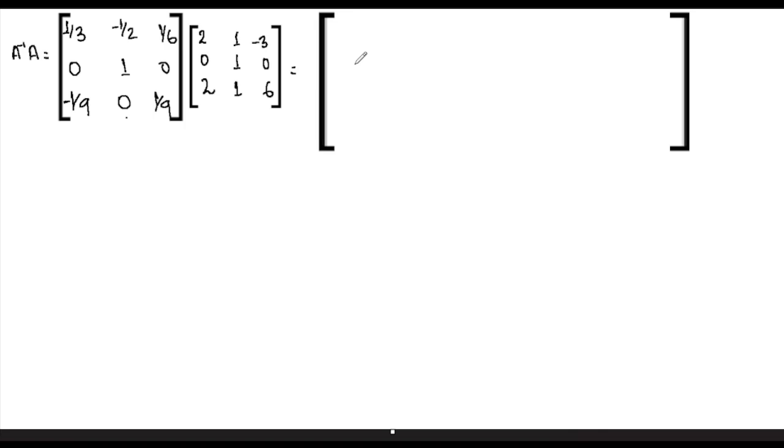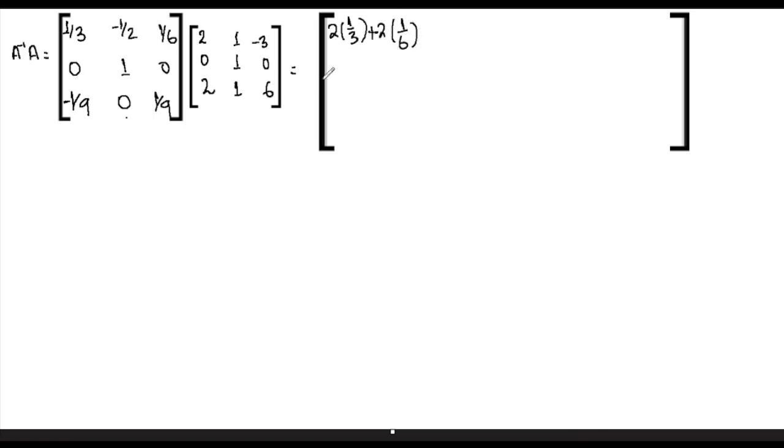So this time we are going to be real fast. For the first entry, we have the first row and the first column. So 1 by 3 into 2, 2 into 1 by 3. Then we have this term as 0, and then 1 by 6 into 2, so plus 2 into 1 by 6.